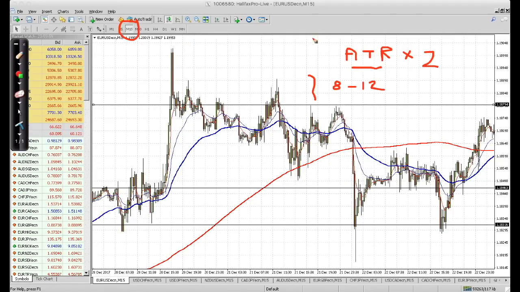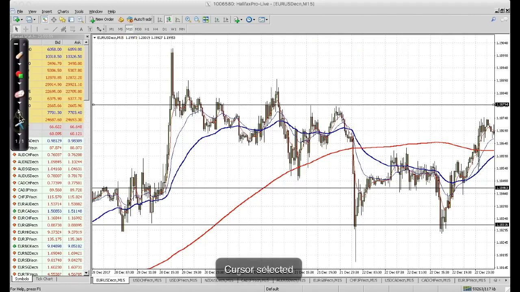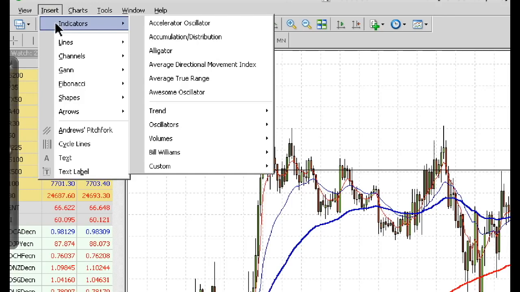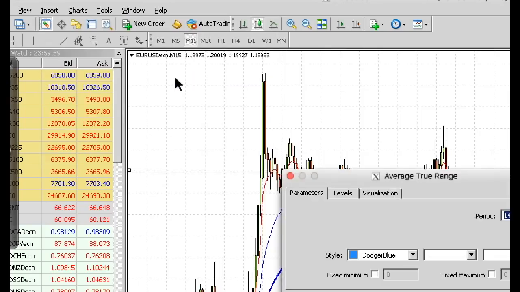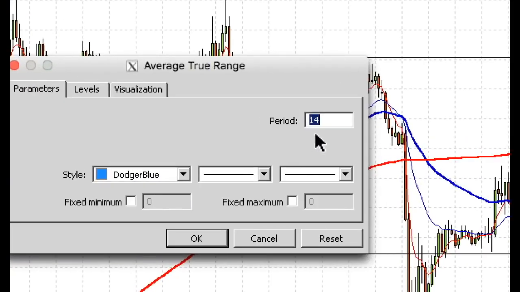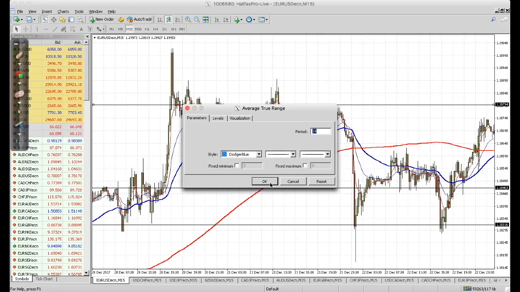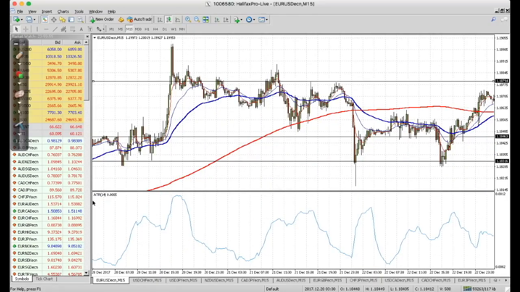Now, how do you get this ATR? Well, go to insert indicators, select ATR, average true range. Can you see that? So you click on that. By default, it's 14, so leave it as 14. Click OK, there we go. Can you see ATR over here? So this blue line tells you the average range of the candles. That means the average length of the candle.